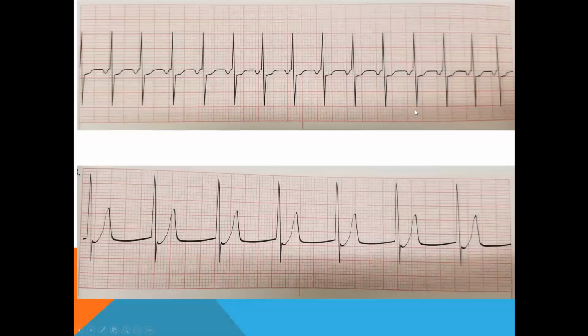Okay, what is this one at the top? We've got P waves, but they're upside down. Very good. Junctional tachycardia. Okay, and then the one at the bottom. It's okay if it repeats. Yeah, junctional accelerated. Very good. Accelerated junctional rhythm.